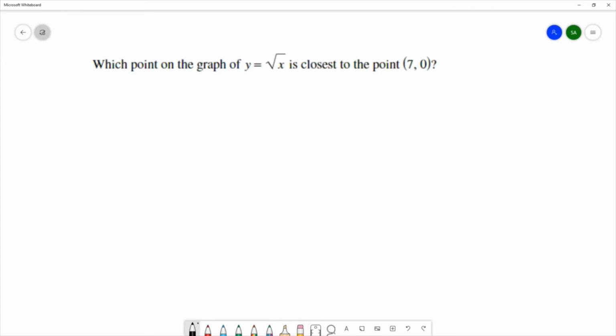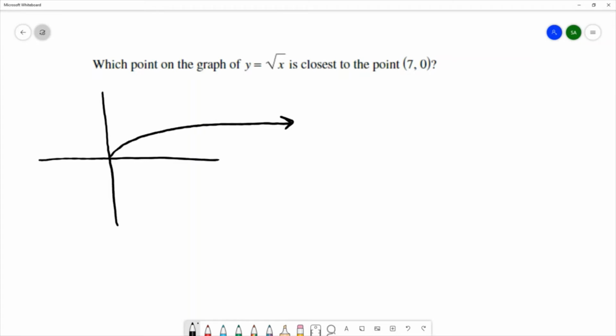So just to get an idea of what's going on, I'm going to sketch a picture of the graph. y equals square root x is the top half of a sideways parabola. And then we have the ordered pair 7, 0. So we want to know what point on this curve is closest to the point 7, 0.